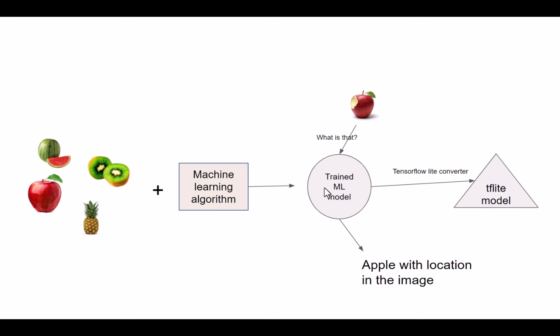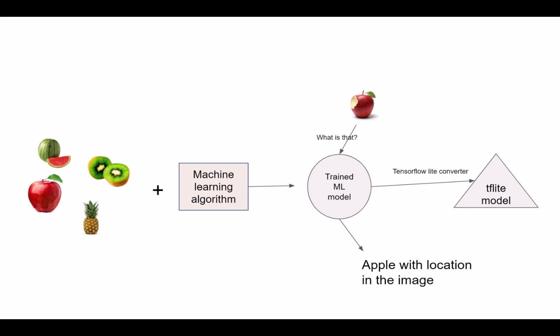So once we get our trained model, we can convert it into a mobile compatible format, and we can also pass the testing data to this trained model and check its performance. So that's the whole flow. And now we come to the part where we will pass this annotated data to this machine learning algorithm.